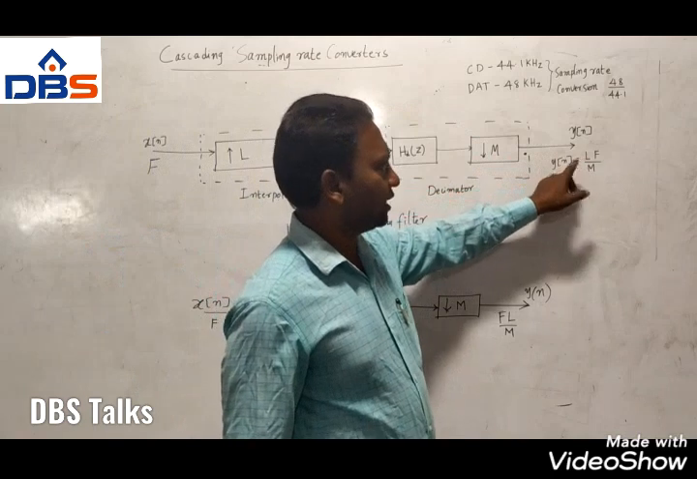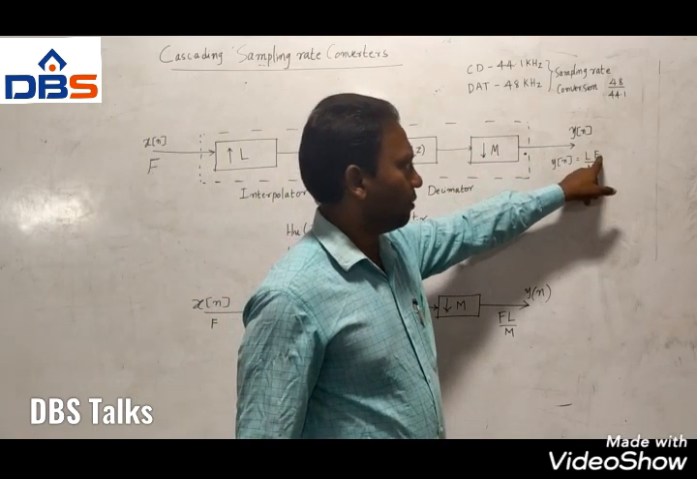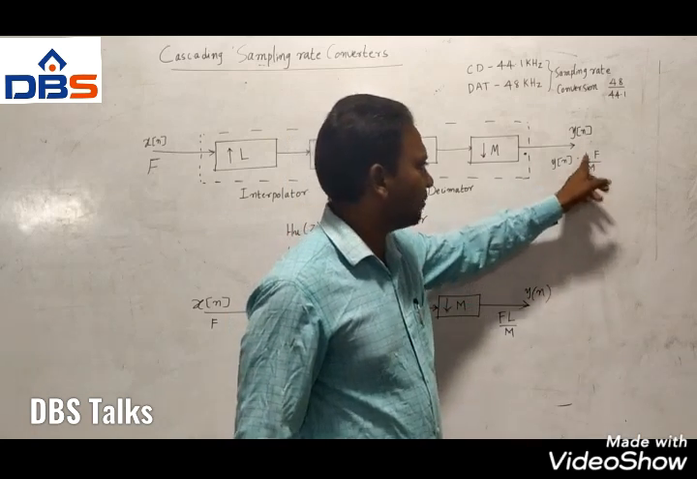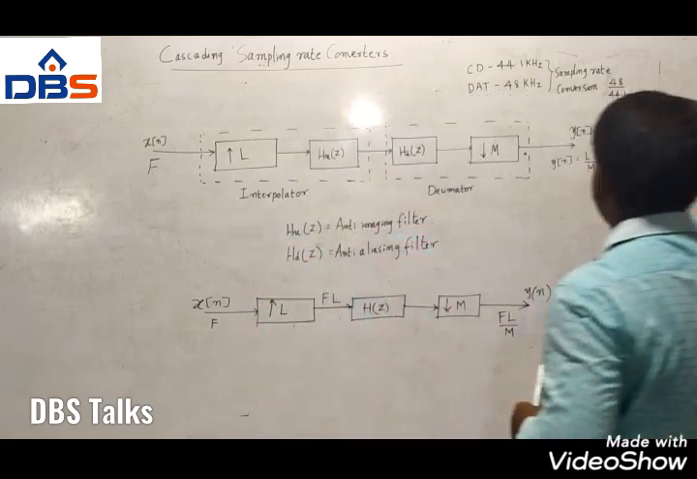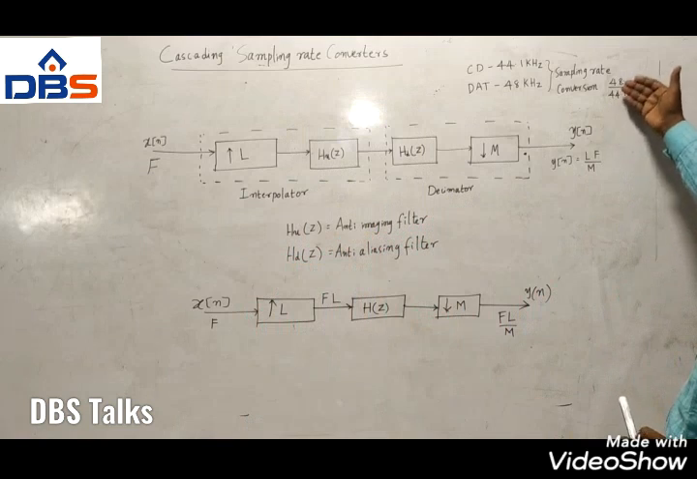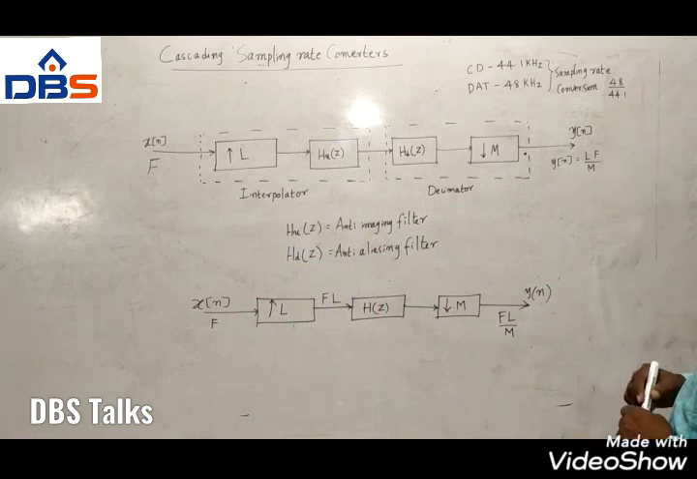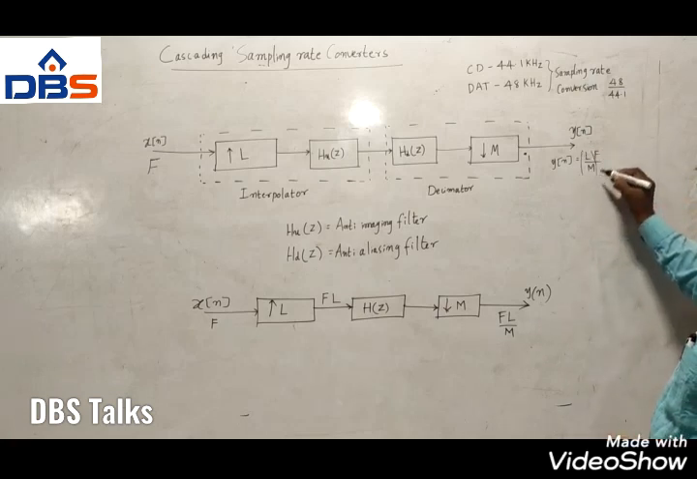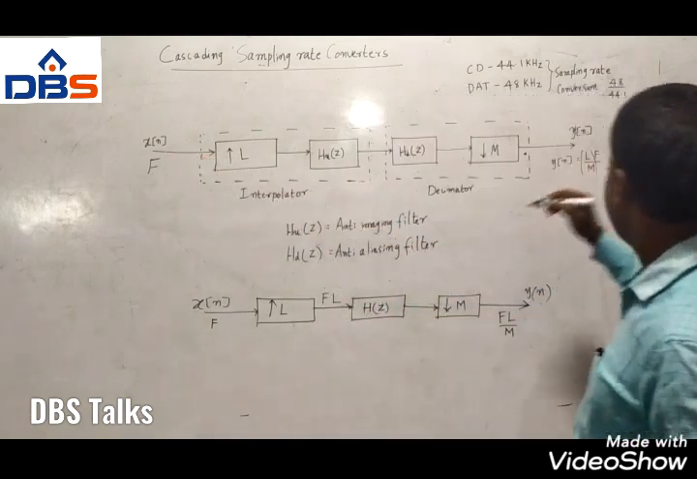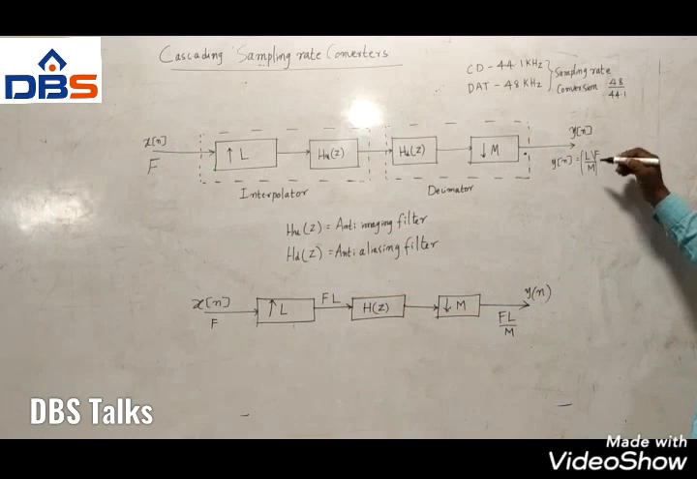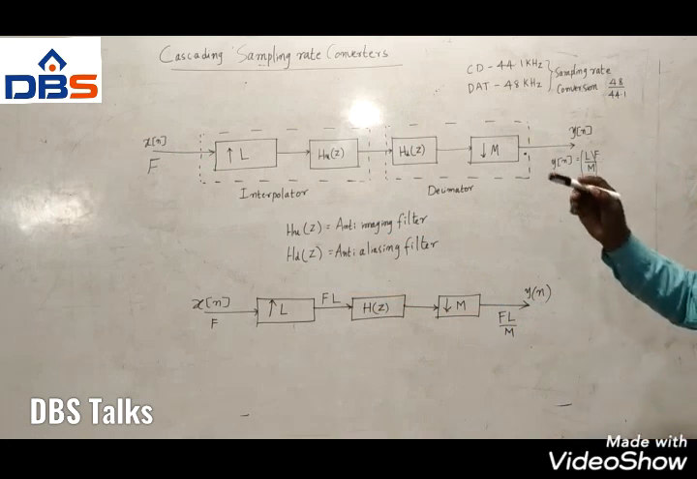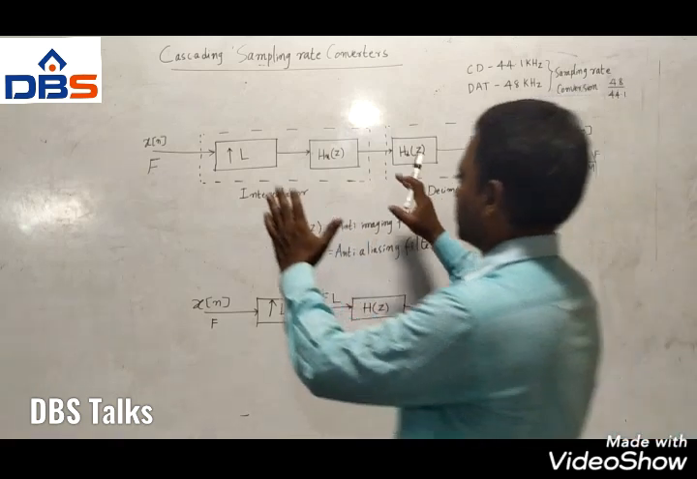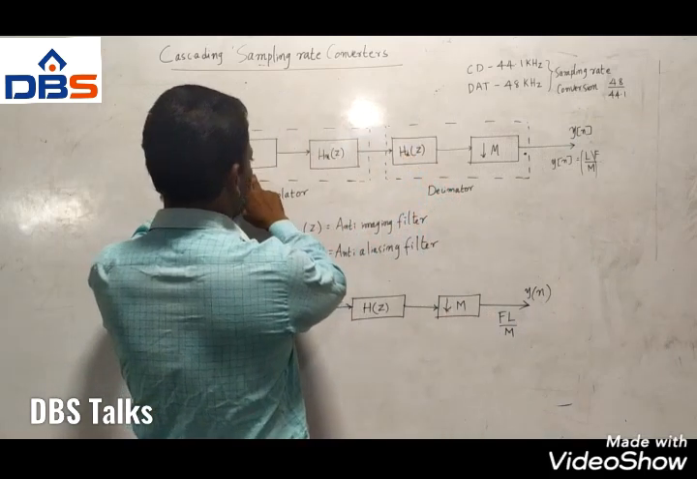Therefore the output you will get as y of n is L multiplied by F by M, or L by M into F. Now this L by M can be anything, it can be 2 by 3 or any other factor like this. You can also have different stages. So L by M into F is the output. Now you see the original input sequence x of n, or F, is modified by the factor L by M. Now this block is called, totally, interpolator and filter.